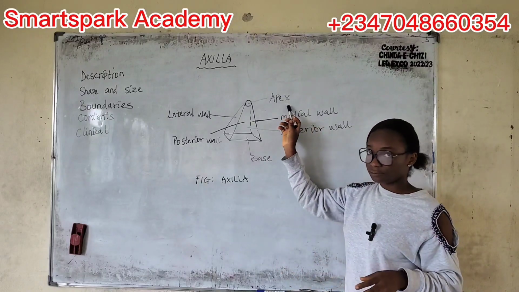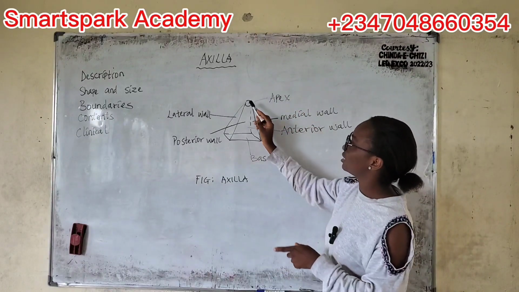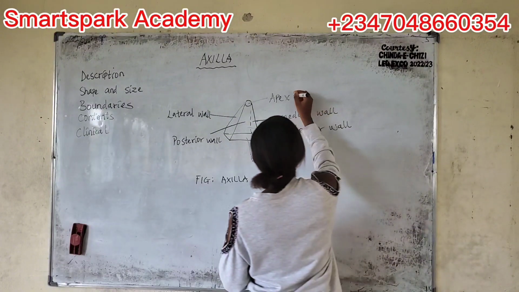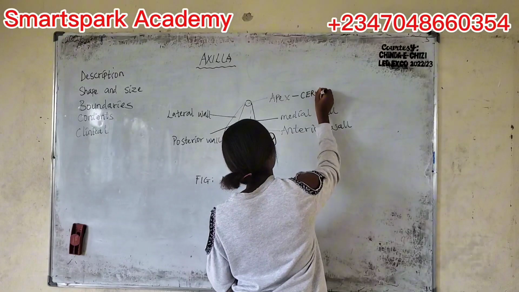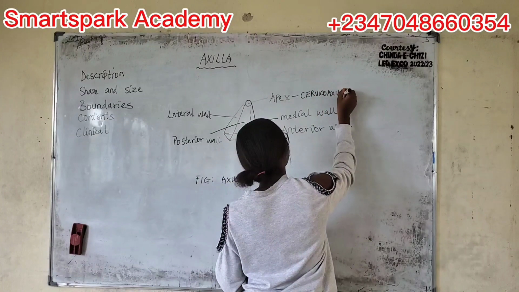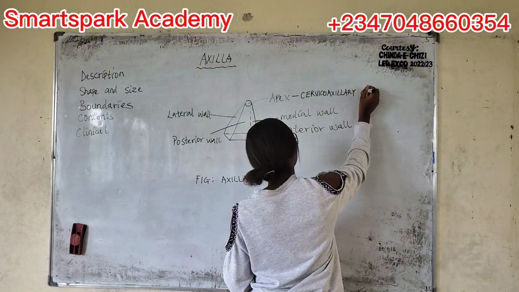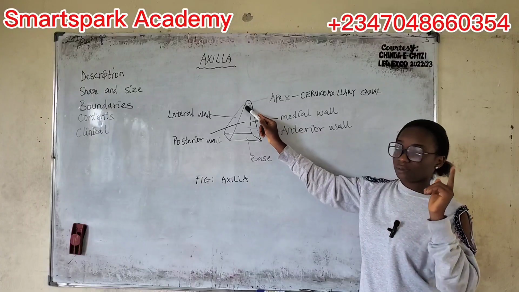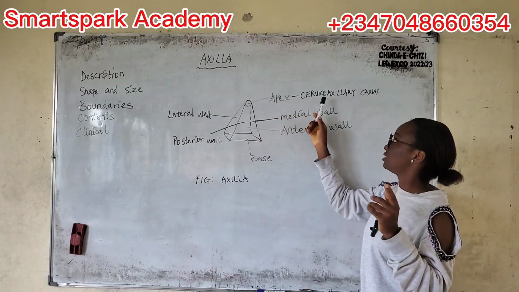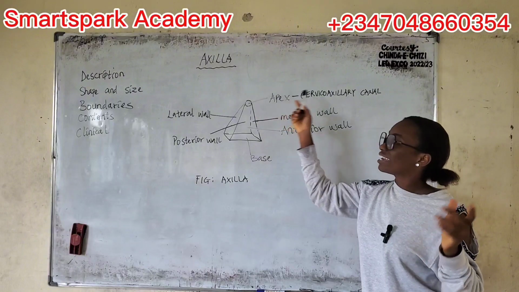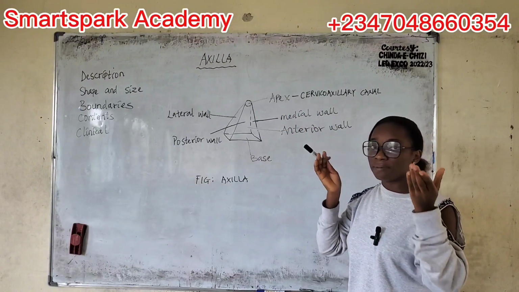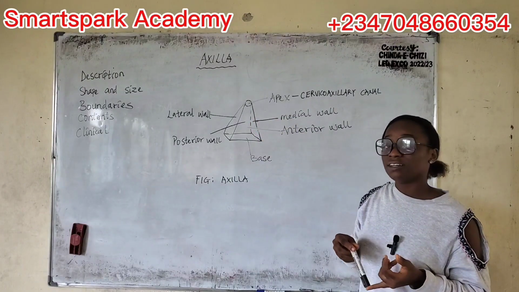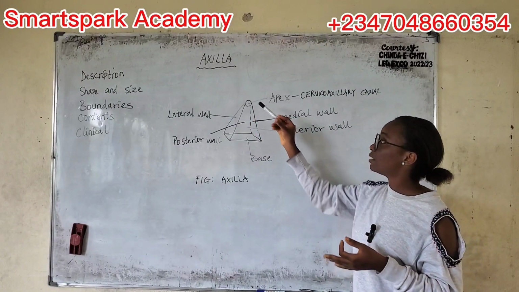Now we'll start with the apex. Apex, as you can see, is a circle. So it is called the cervico-axillary canal. When you see this circle, just know it's a canal. It's the cervico-axillary canal. When you hear a canal, it's like a passageway. Just remember that the contents of the axilla pass through this canal. The lymphatics, the arteries, and the veins pass through this canal.